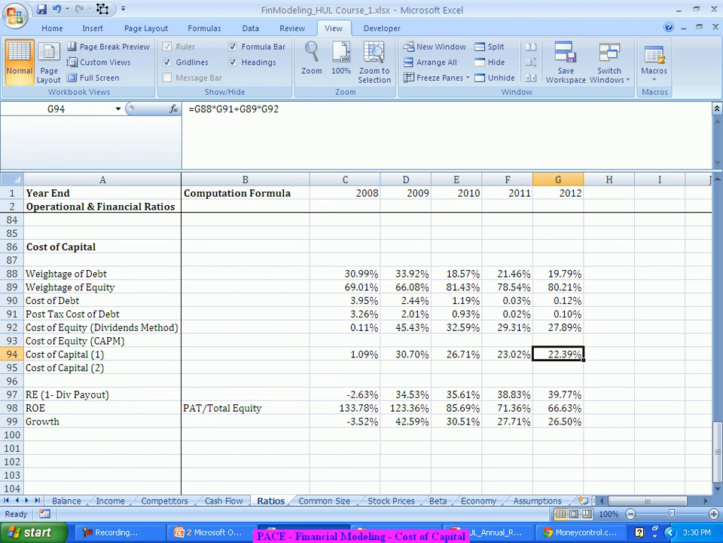Now the other mechanism I can try out is the capital asset pricing model. Here the way we are defining it is the cost of equity is given by the risk-free rate of return plus some beta times the market return minus the risk-free rate of return.